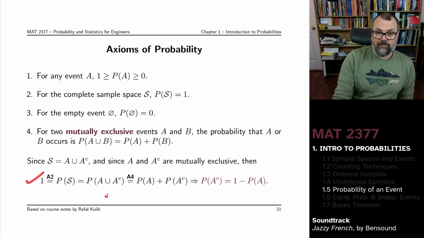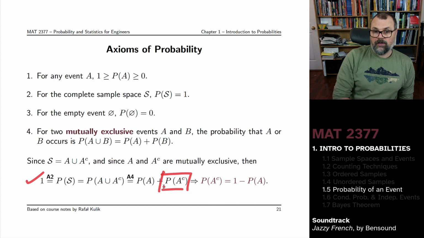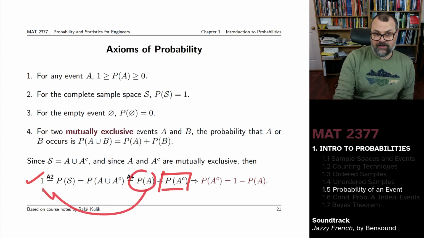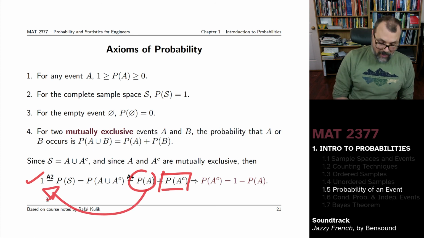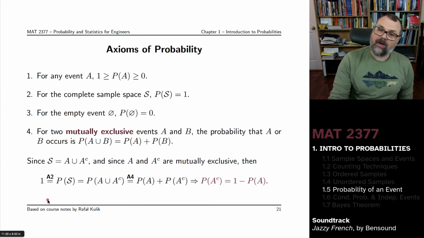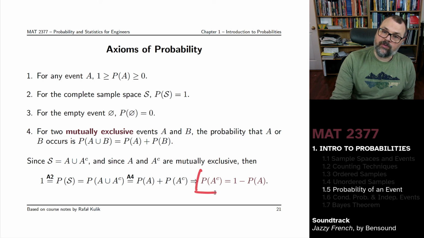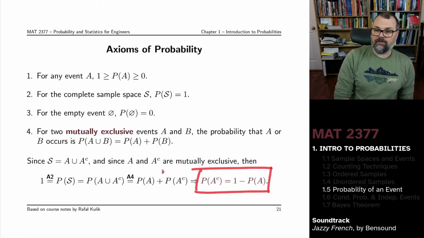On the other hand, because these events are mutually exclusive, the probability of the union would be the sum of each of the probabilities. And what that tells us is that if we try to solve for P of A complement, simply by taking the probability of A and sending it to the other side, we get that the probability of the complement of an event is 1 minus the probability of the event.